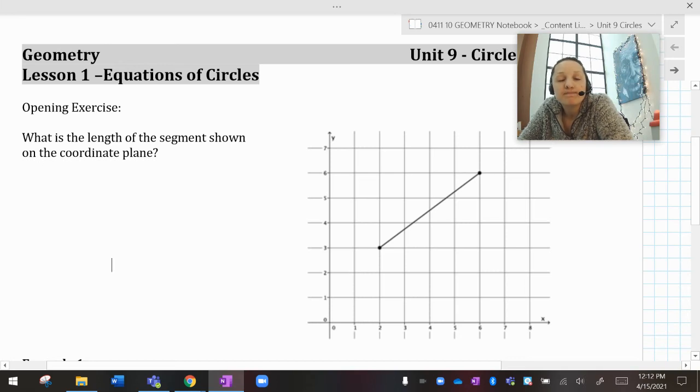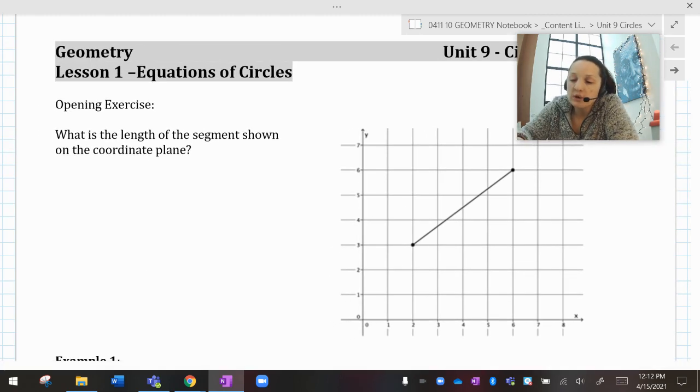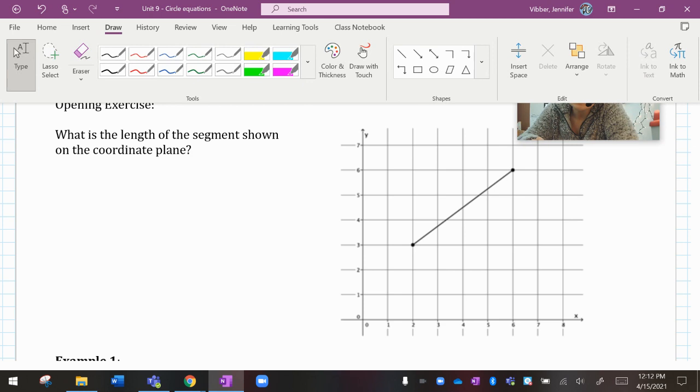Howdy, geometry. Let's talk about circles. This unit is all about circles, and what we're going to do is start with the equations of circles and what happens if I graph a circle on a coordinate grid. To do that, we're going to start by talking about the distance formula.